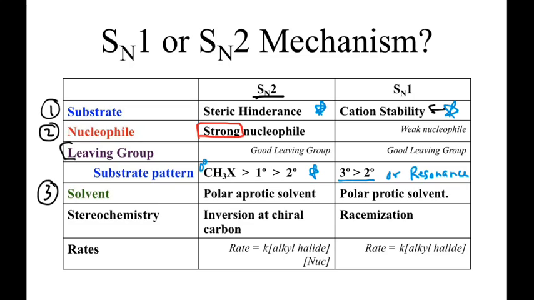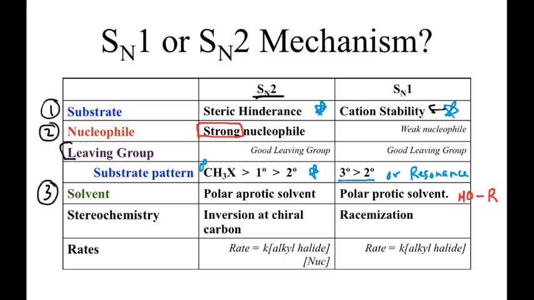And in SN1, we want a polar protic solvent. Any alcohol, so anything containing an OH bond, is a protic solvent. OH bound to something out here, anything. Let's just say R for this point, where R could be anything: carbon, hydrogen, etc.